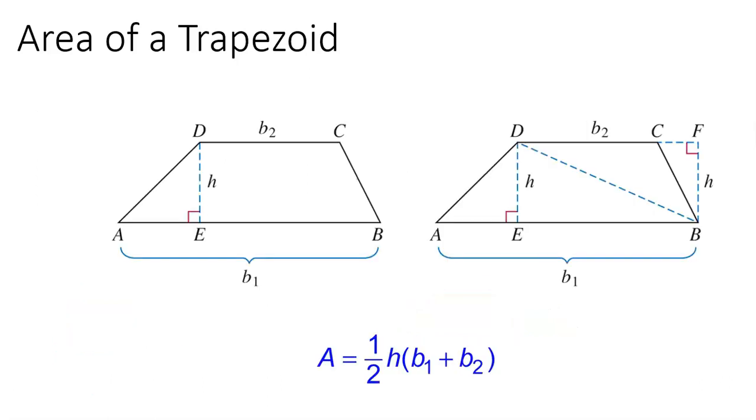So what do we do? So then how do we find a general formula for the area of a trapezoid? There's two pictures up here, right? One is my general trapezoid. It's got a base of B1 and B2, and it's got a height.